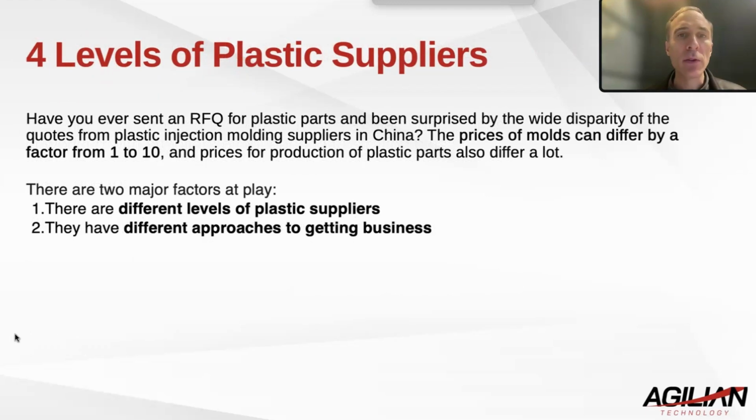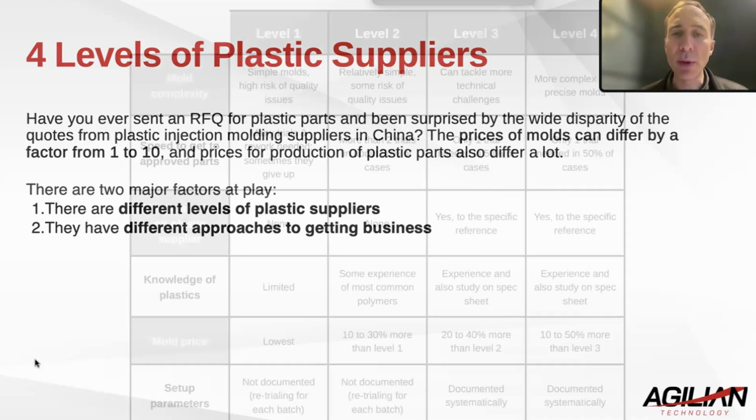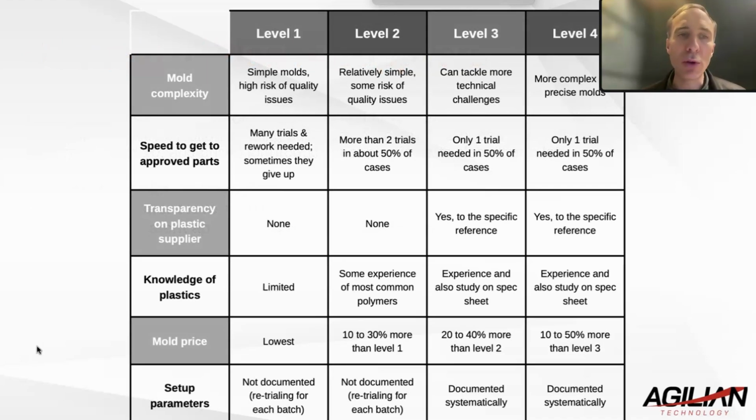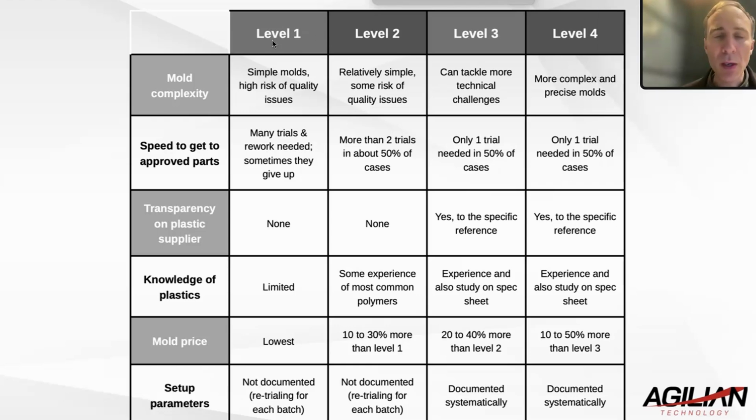So the first big topic here is there are 4 levels of plastic suppliers. That's kind of my analysis. Let's go through the different levels of plastic suppliers. This is a very big topic that you need to understand if you're going to buy plastic parts. I just call them level 1, 2, 3, 4. Let's go through level 1 first.